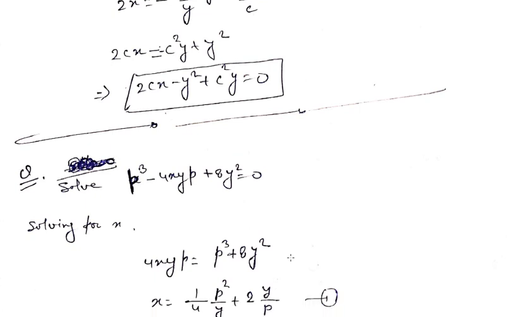Let's try one more problem. Here we have p cube minus 4xyp plus 8y square equals 0. Now again here x appears with degree 1 only, so we can apply this method, which is solvable for x. If x appeared with some other index like x square or x cube, we could not apply this method which is solvable for x.